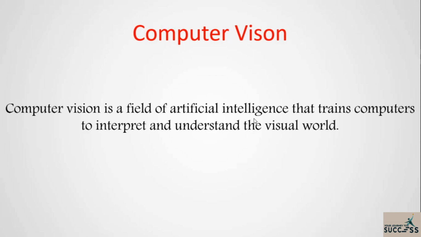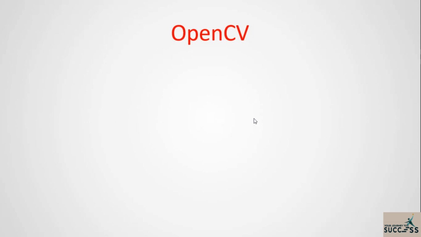So we can say that computer vision is a field of artificial intelligence that trains computers to interpret and understand the visual world. Using digital images from cameras and videos and deep learning models, machines can pretty much accurately identify and classify objects and then react to what they see. Alright, so now let's see what is OpenCV.